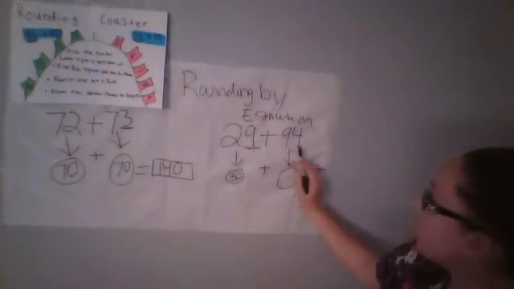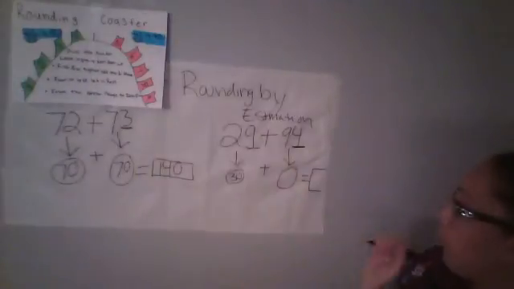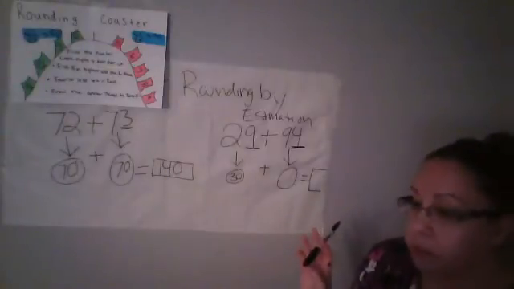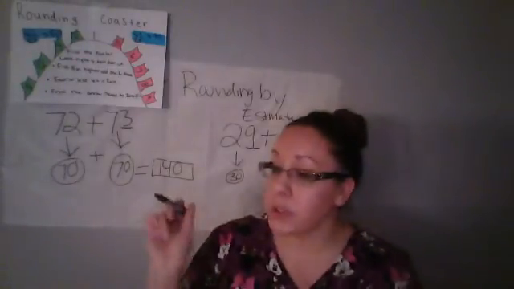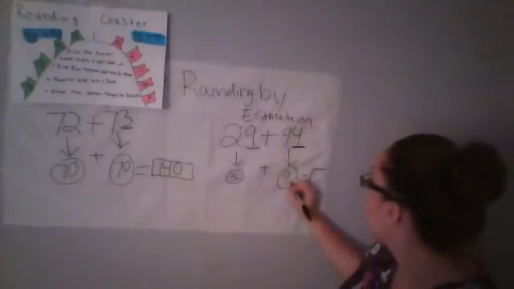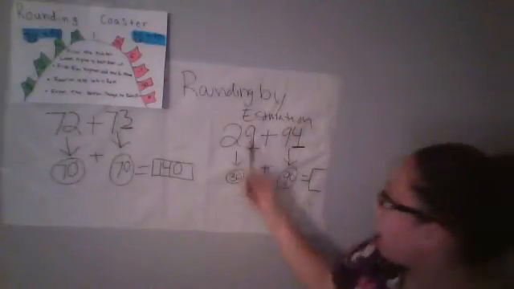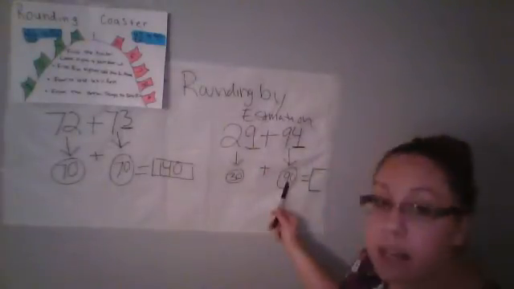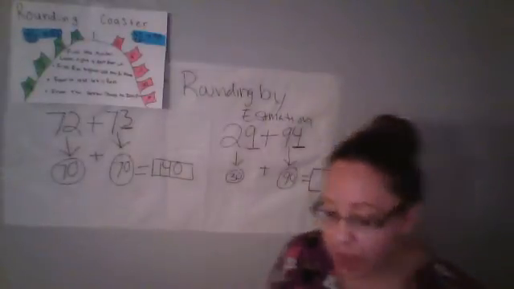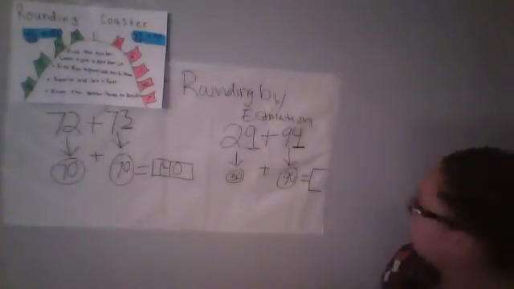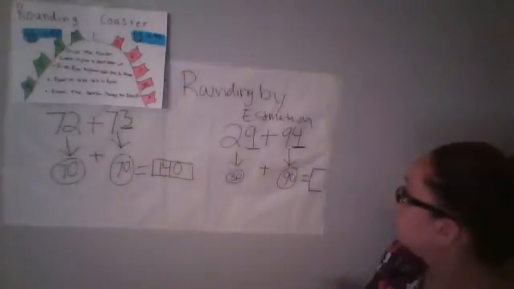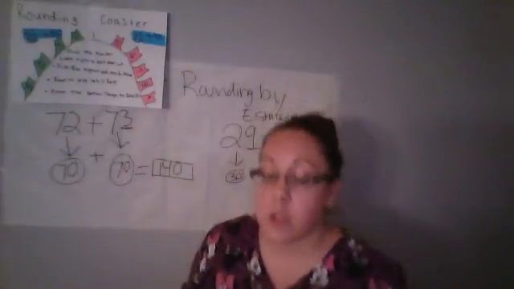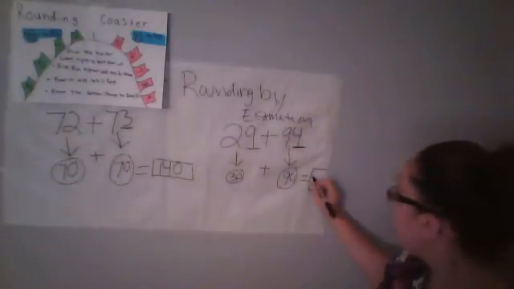Okay, so 94, the 4. What do we change this number into? Crystal, 90. Very good. So we have our rounded numbers. Now what is 30 plus 90? Everybody take a second and add that together. Did everybody get it? Stephen, what did you get? 120. Very good.